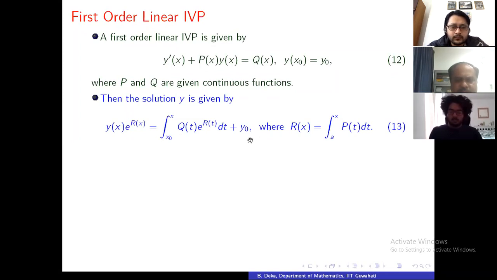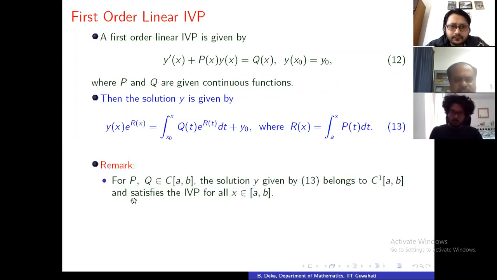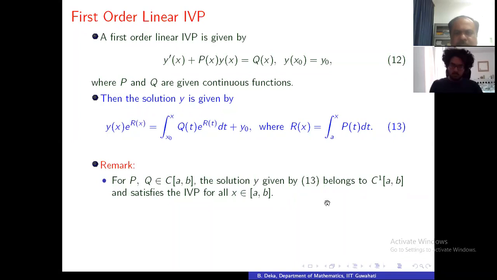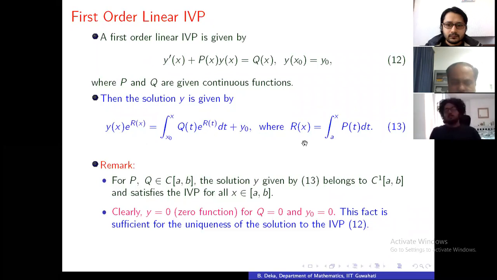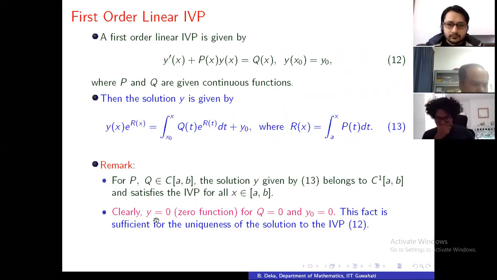Then the solution is given by this form. By using the integrating factor, the solution is given by this form because your initial data is given by this form, right? So now one can say that if p and q are continuous, then the solution given by 13 belongs to C1 and it satisfies the initial value problem for all x belongs to (a,b). Then you can realize that if the right hand side q function is 0 and your data y naught is 0, then this expression will become 0. So q equal to 0, y naught equal to 0 gives you that y(x) is equal to 0 for all x. That means y is the zero function.